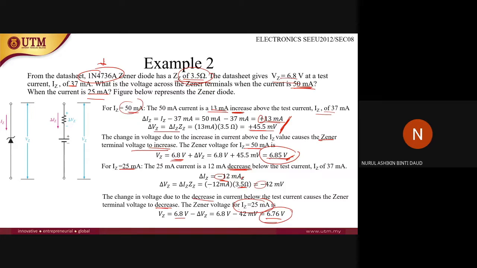6.8 is the breakdown voltage? No, 6.8 is the voltage at the test current.